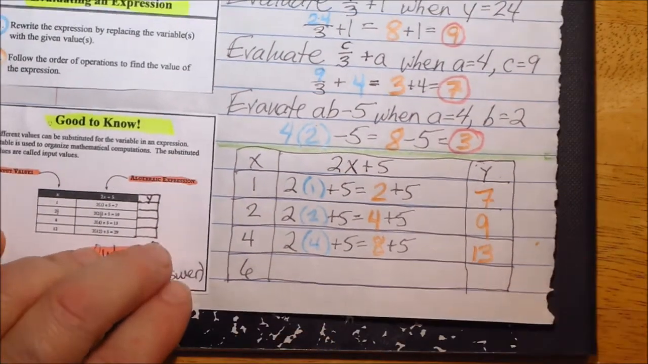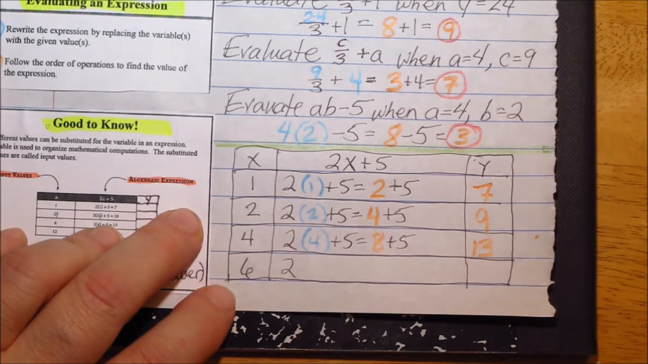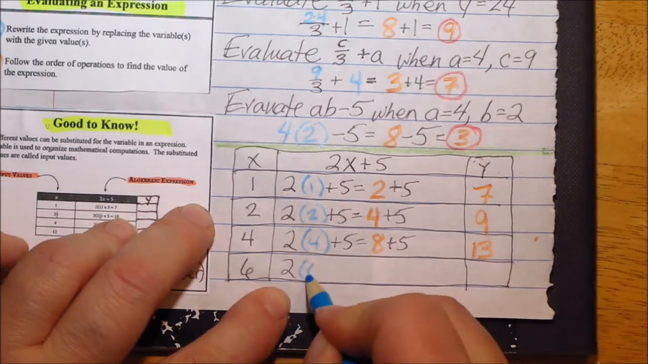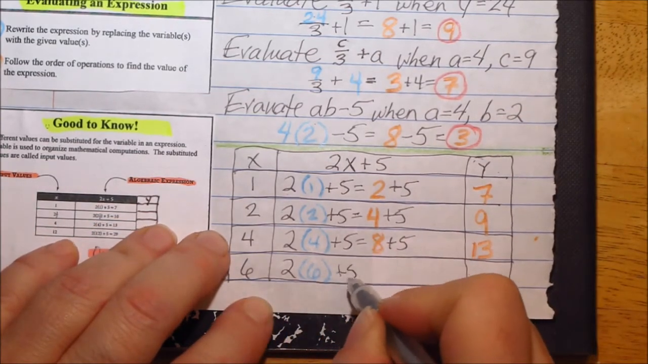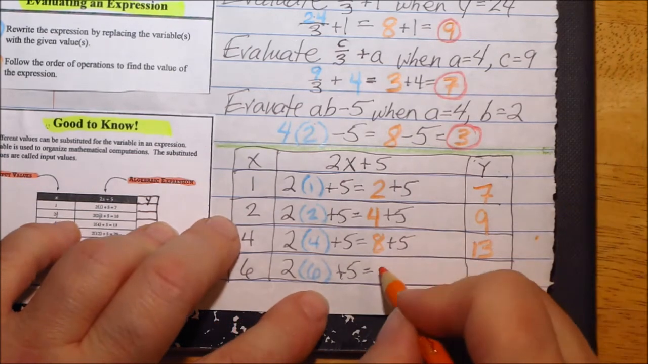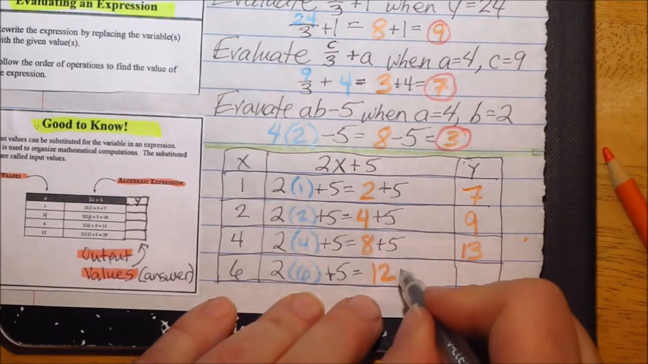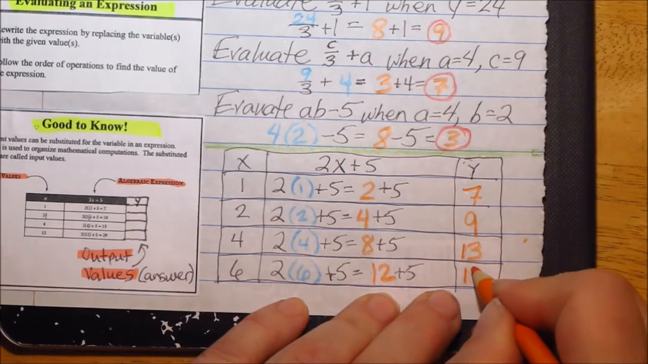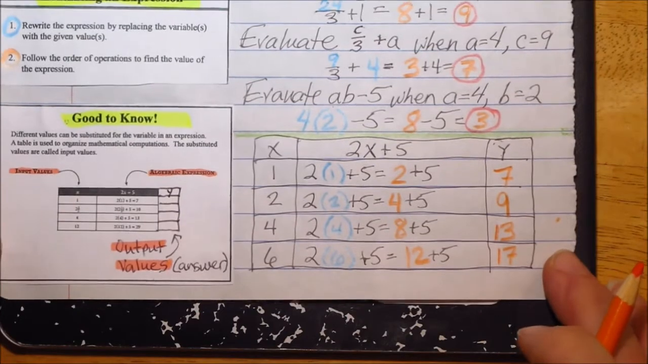All right, and the last one, 2 times, now my x is going to be 6. 2 times 6 plus 5. Okay. 2 times 6 is 12. Carry over the rest of the expression, plus 5. And 12 plus 5 is 17. That's my output. Okay, so that's how you do an input-output table.